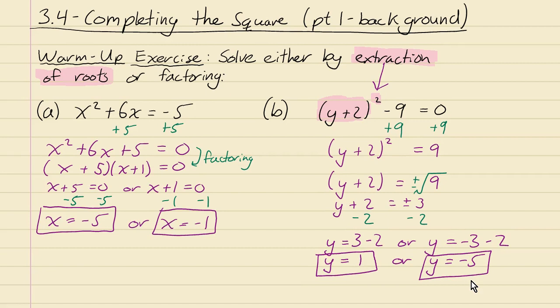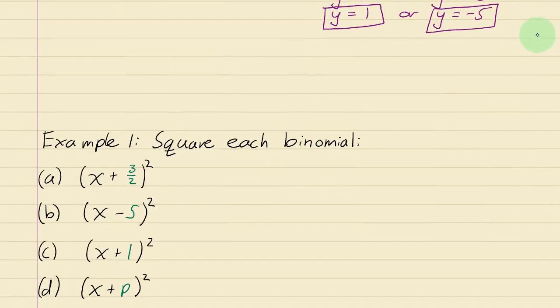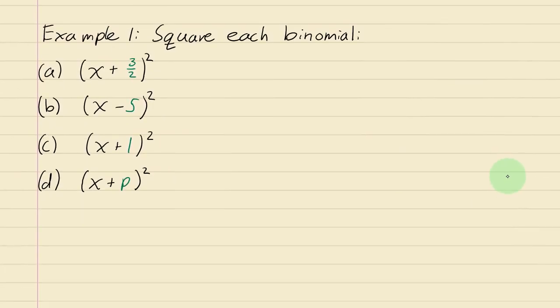Now, there's more background we need to help understand the idea of completing the square. First, I want you to do this exercise, but I'm actually going to do part A for you first here. We want to get some practice squaring binomials. The term binomial, by the way, the bi means two. So when you have a polynomial with two terms, and you're squaring it, that's called the square of a binomial.